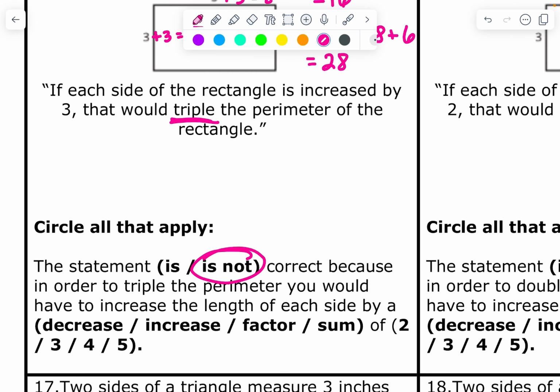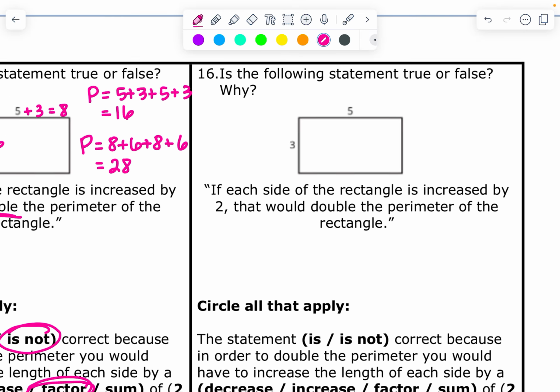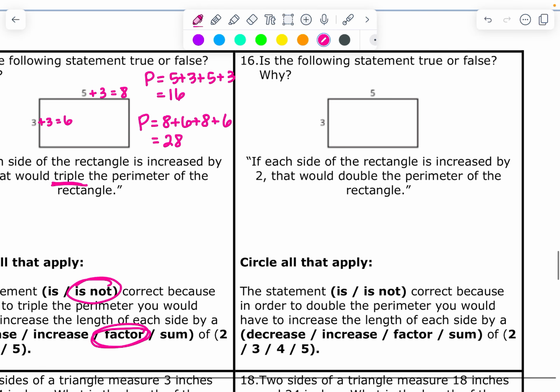Because in order to triple the perimeter, you would have to increase the length of each side by a factor of 3, not just increase it by 3. You've got to multiply by 3 in order to triple the perimeter. All right, go ahead and try number 16. Let's keep it all on the screen.